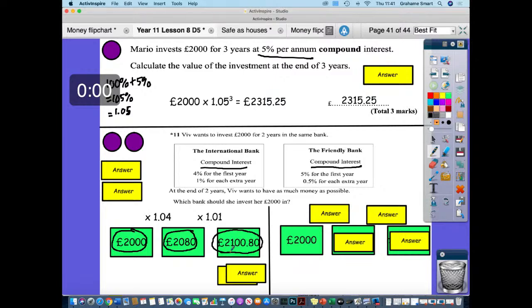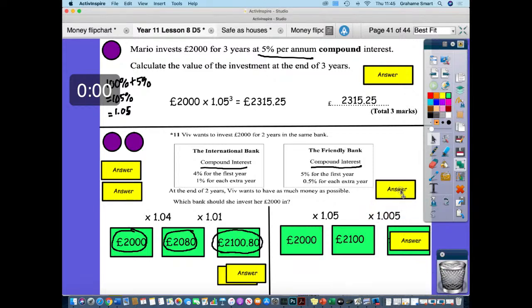Okay, 5% for the first year, times 1.05. So that's going to be 2,100. Do that one in our heads almost. But then after that, it's going to be 0.5%. So the multiplier for that one would be 1.005. And a lot of students might get caught out there. They might end up multiplying it by 1.05 again by accident. And think about it, it can't possibly be the same thing. Looking at the question, it can't be. But that's a mistake that you'd see in this type of question.